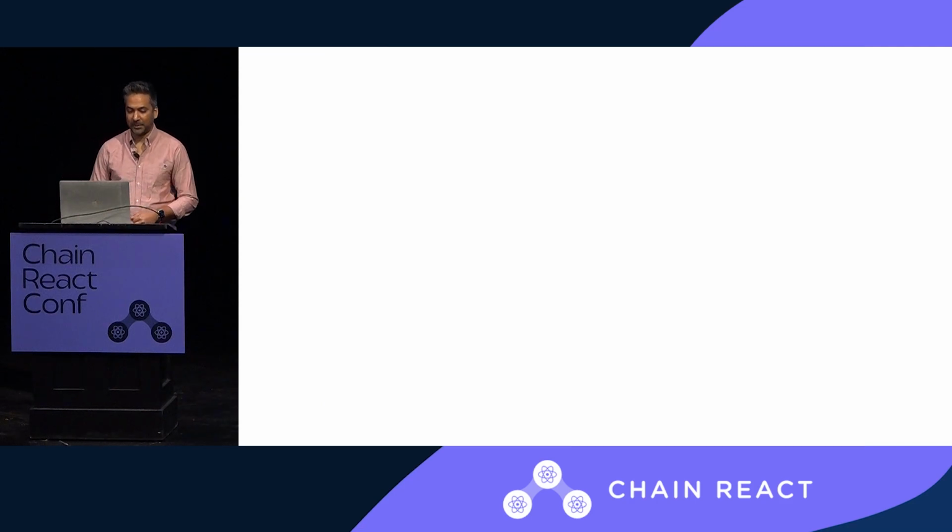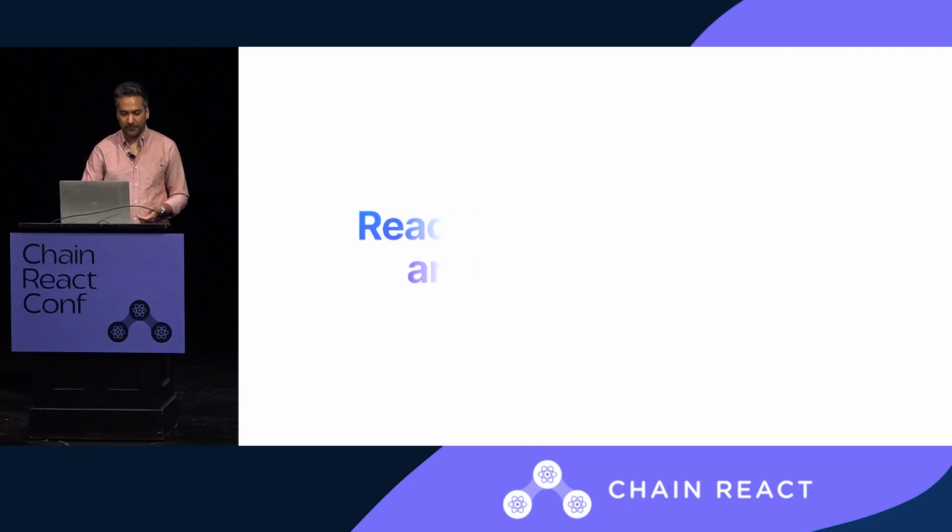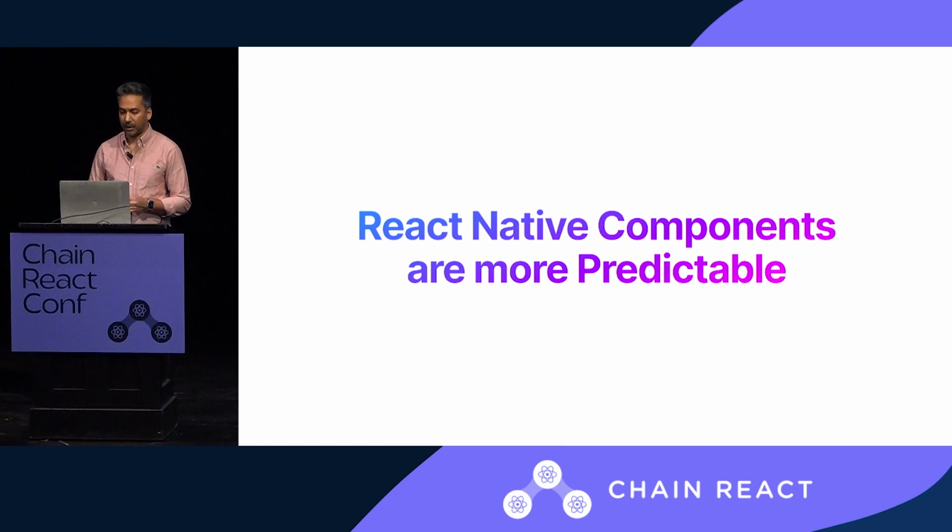Now, while you could drop down to a platform-specific override, and you could technically write a fully functional web application in that, you can have a top-level app.web.js file and write fully React DOM, everything inside of that if you wanted to. We've actually found that React Native components are more predictable. So what do I mean by that?